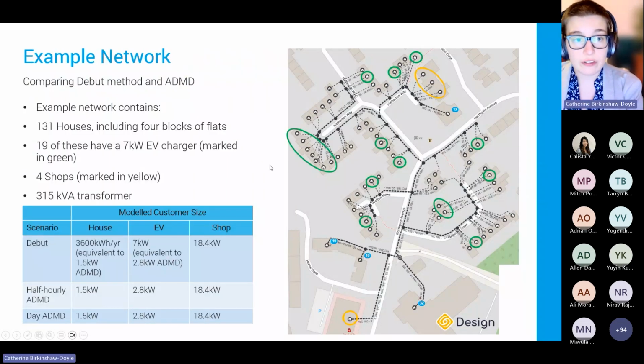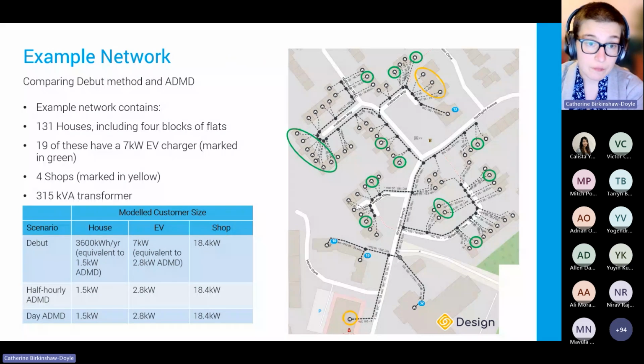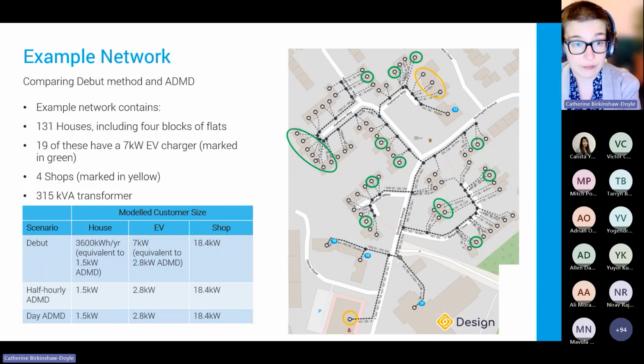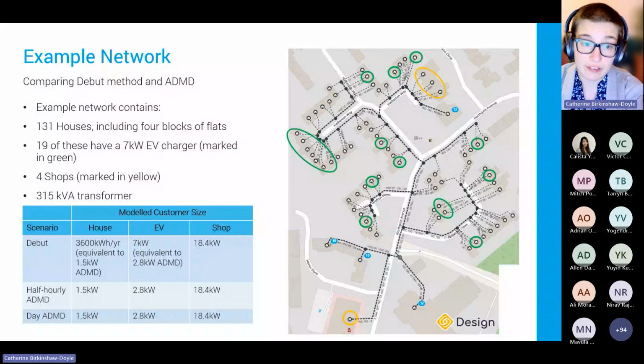So what is the difference between the DEBU method and ADMD? So we've built a network in VisNet Design, which is quite similar to the one that I was just showing in the video. So this network contains 131 houses, including four blocks of flats. 19 of these houses have a 7 kilowatt EV charger. These are the ones marked in green, and 4 shops marked in yellow.